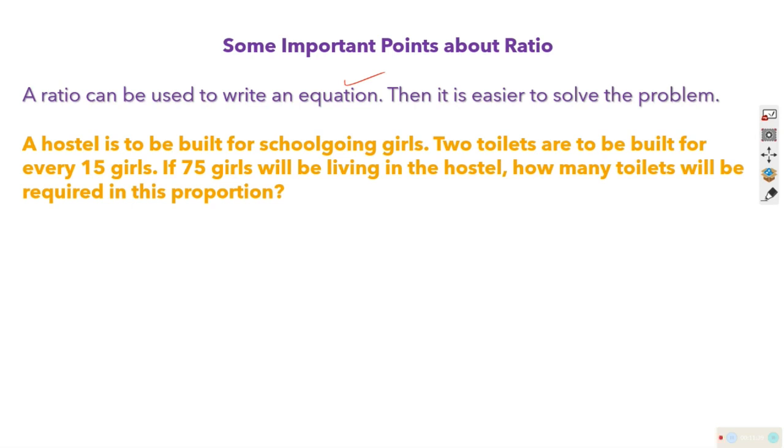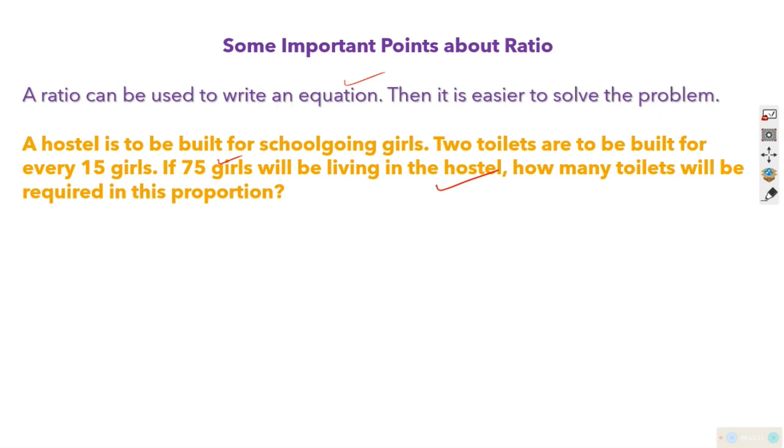Here is a simple example. A hostel is to be built for school going girls. 2 toilets are to be built for every 15 girls. 15 girls, 1 toilet. Another 15, another 1 more toilet. So here there are 75 girls who will be living in the hostel. In that situation, we know that it's a multiple of 15. 15 into 5 is equal to 75. We know that 5 toilets will be required.